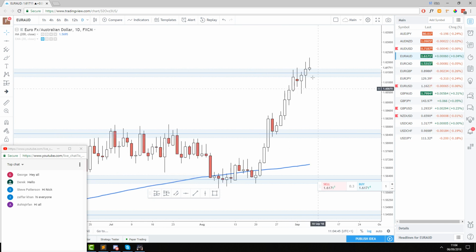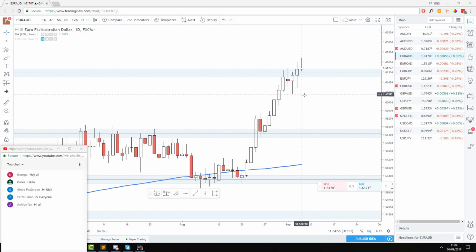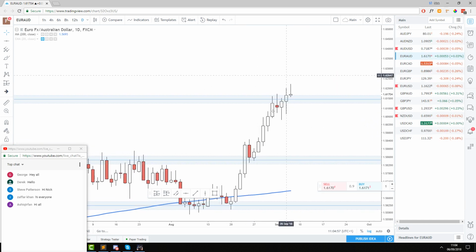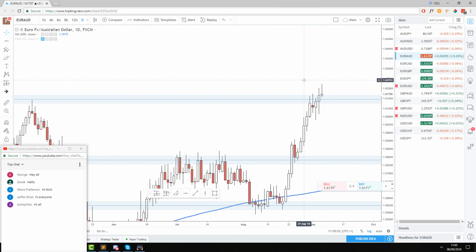EURAUD. EURAUD, again, is at the top of that resistance area. So there was a setup here that didn't work out too well. Short from there. Now it's stalling out a bit higher. I mean, this is a very strong trend. It's now pushing further above the resistance. Definitely not looking for a trade here. Not right now, anyway.